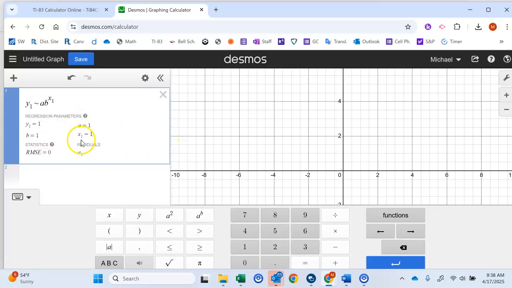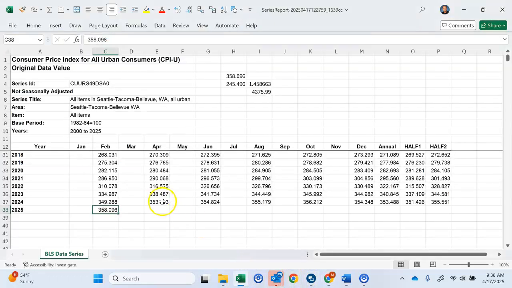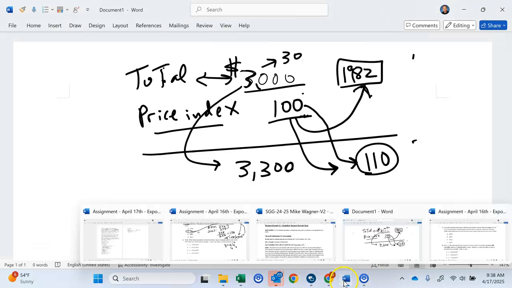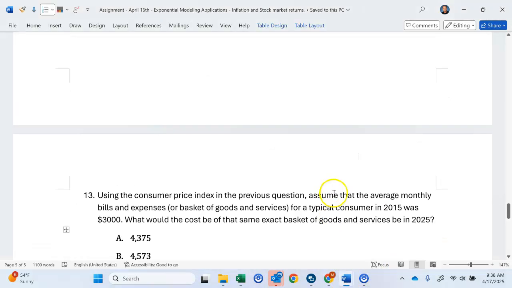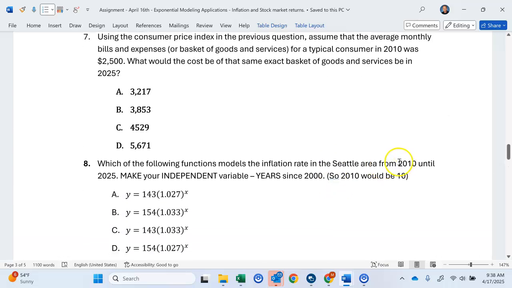Now I don't have the data in, so now I'm going to go get the data and I'll explain that. So I'm going to go back to that one document right here that has the data. Now we want to get it from when to when. Let's see, right here. We want to get it from 2010, in this case, until 2025, okay? So that's what we want to get.